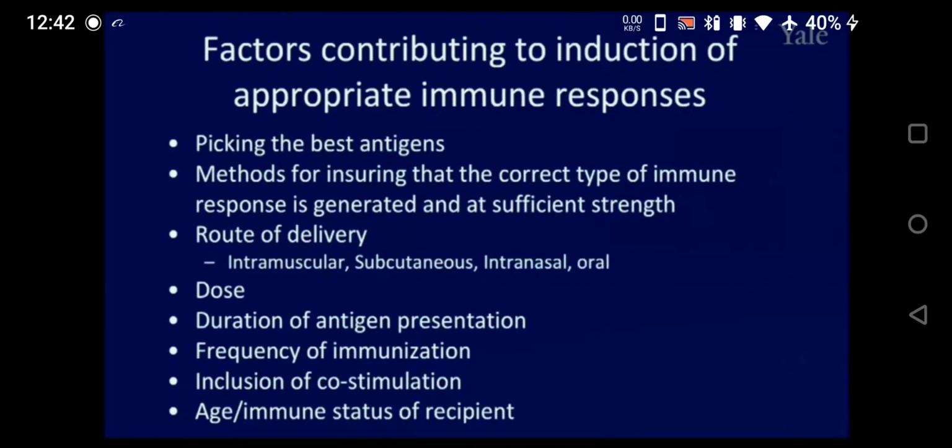You have choices for the route of delivery. Most often, they're intramuscular, but again, they can be intranasal, they can be oral, subcutaneous, so really in your skin, but not into your muscle. How much to give? How long do you actually get antigen presentation? That will relate to adjuvants that we'll talk about.